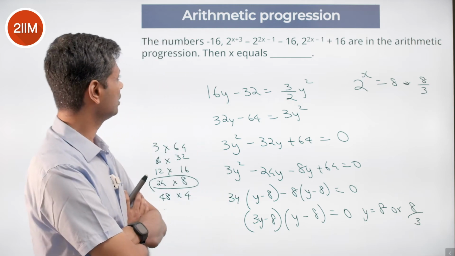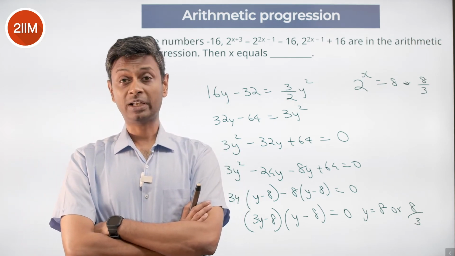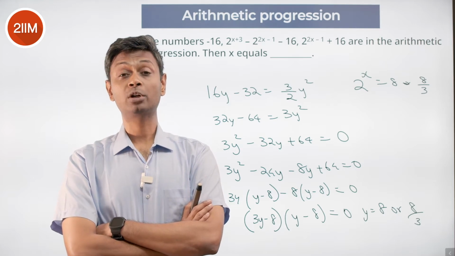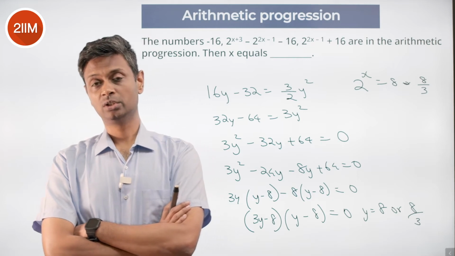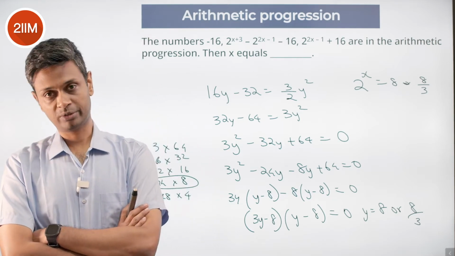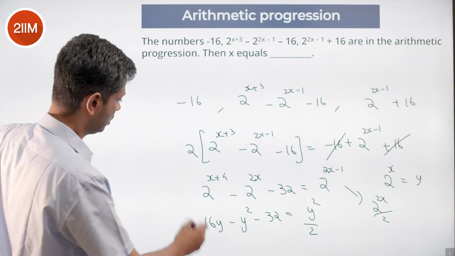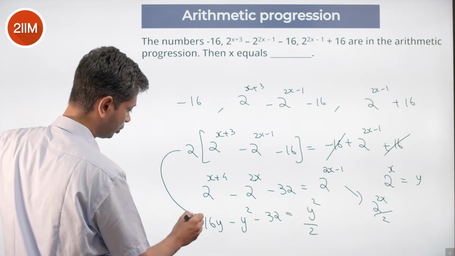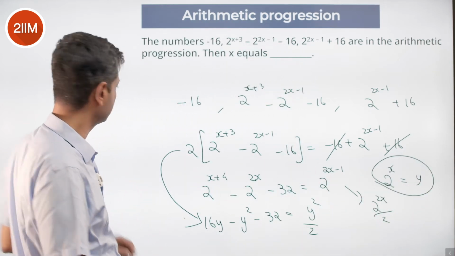In all of these questions, frame the arithmetic progression property first. Then, if you put 2 power x equal to y or k, then 2 power 2x becomes y square or k square. We generate a quadratic in y, solve that, and then come back to x. The key thing is to go from here to here by making this substitution. Then we are through.